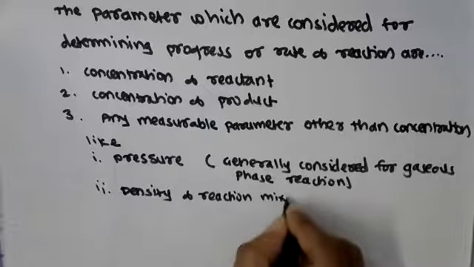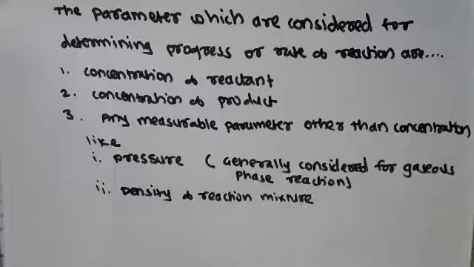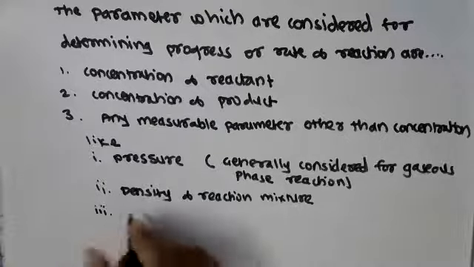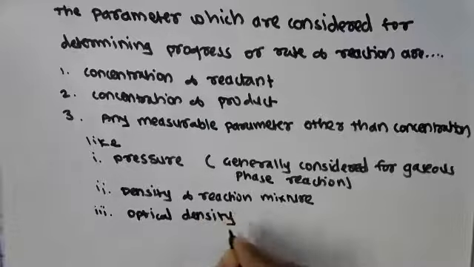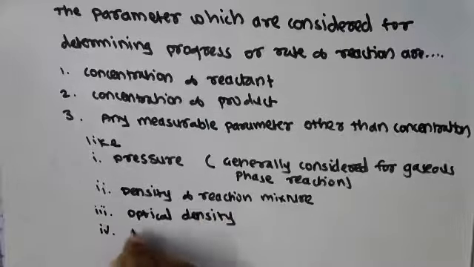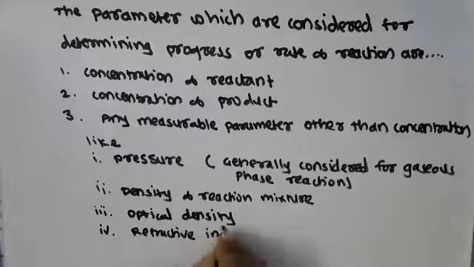Now, whenever I was working in Raymond Steel in an acid regeneration plant, to see how the regeneration had occurred, we used to track that by measuring the density of that particular mixture. Then optical density, refractive index.